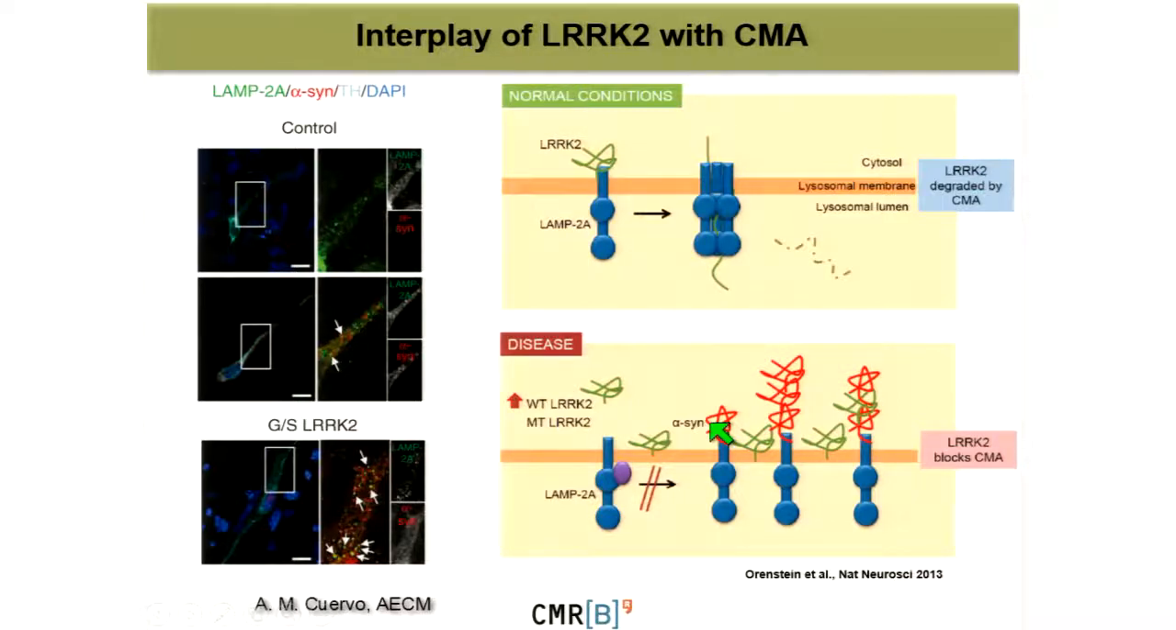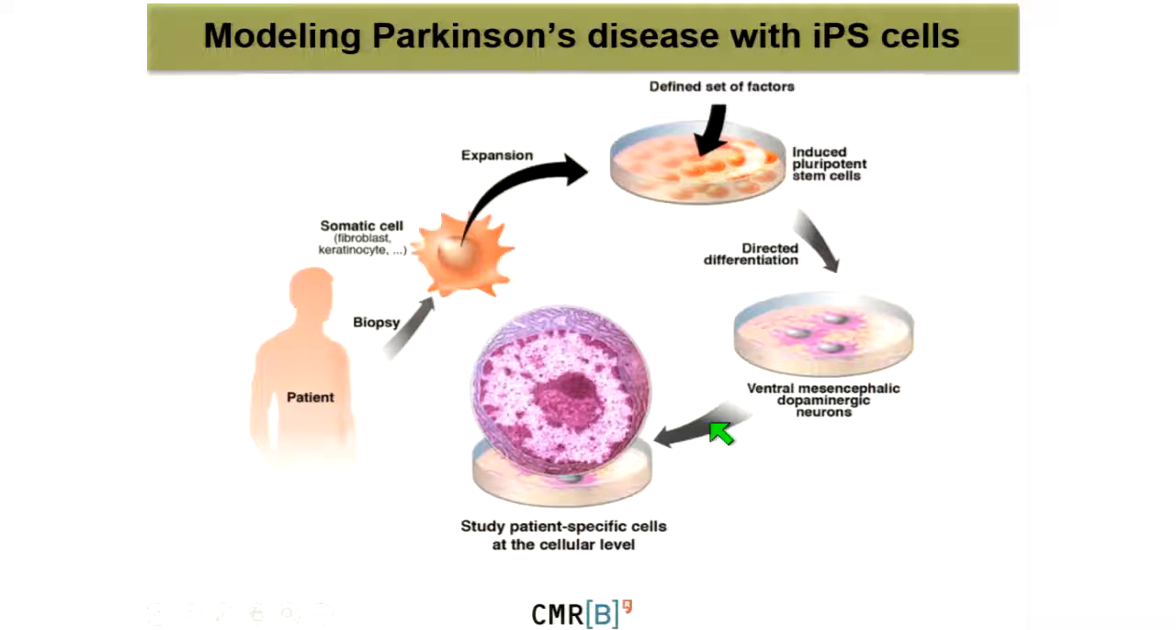And this is something that you can do when you have the disease-relevant cell type, I mean the cell that is experiencing the disease, with all the proteins that should be in that cell, coming from the patient with the specific peculiarities of the patient.